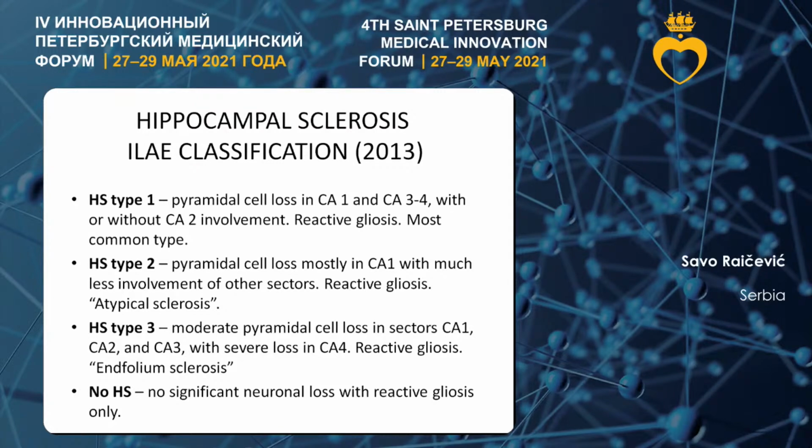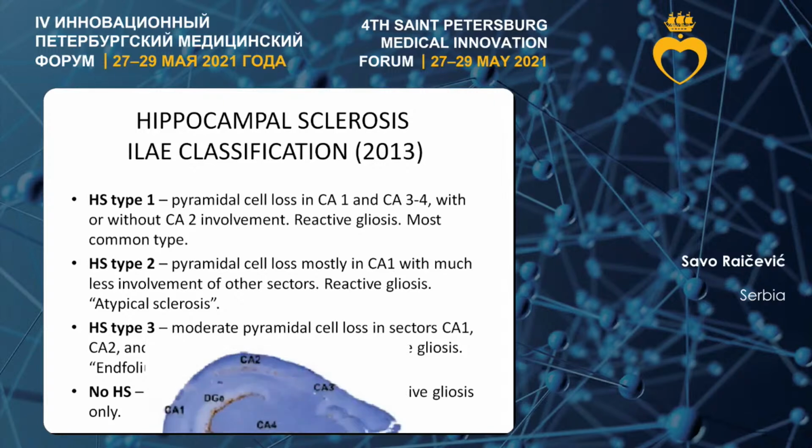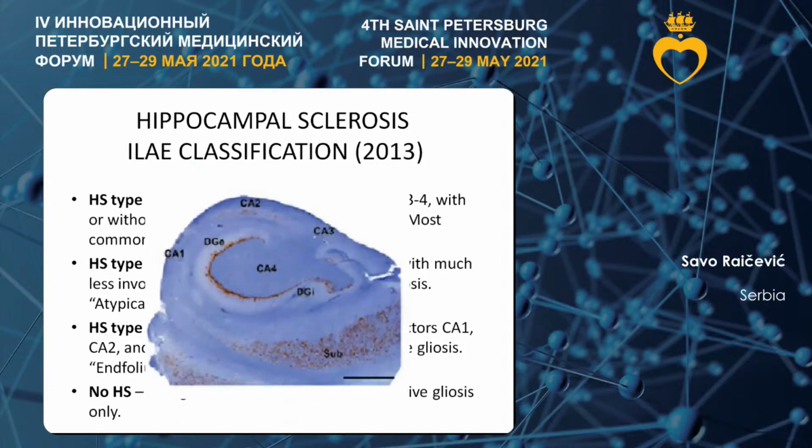In hippocampal sclerosis type 3, moderate pyramidal cell loss is seen in sectors CA1, 2, and 3, and most severe loss in CA4. It is called the end folium sclerosis. And the 4th category is no HS, when the pathologist cannot see significant neuronal cell loss and only sees reactive gliosis. So histologically, it looks like this.